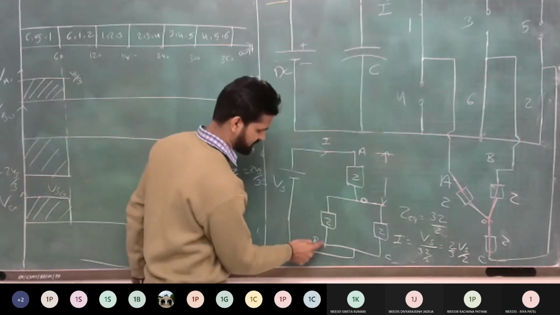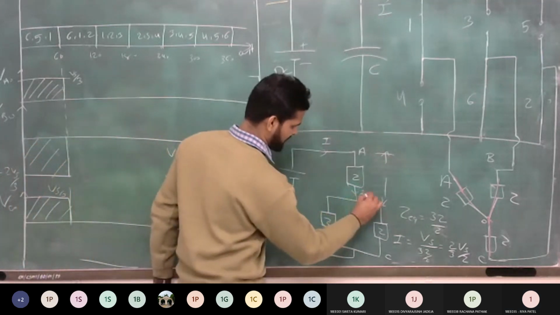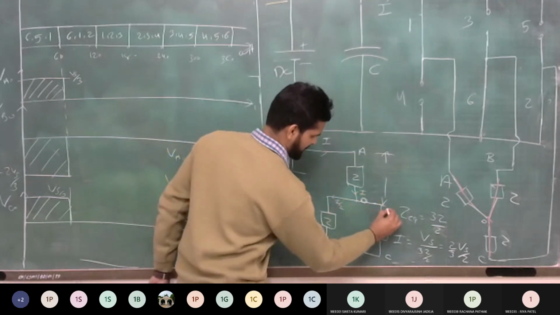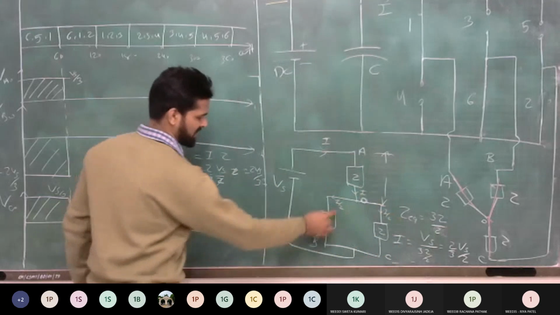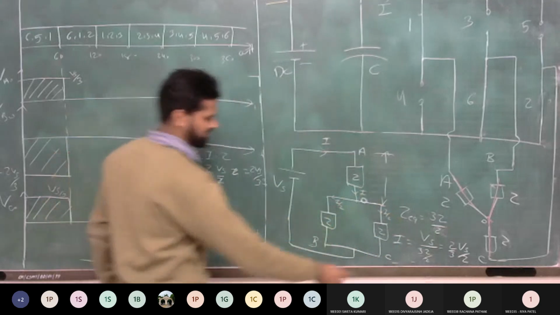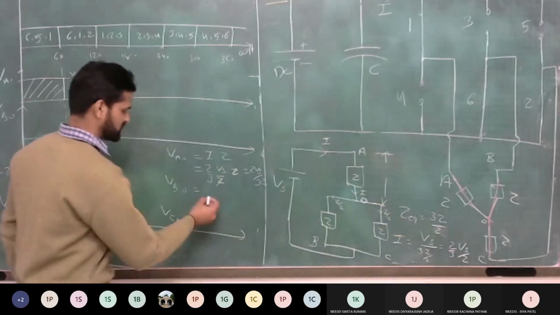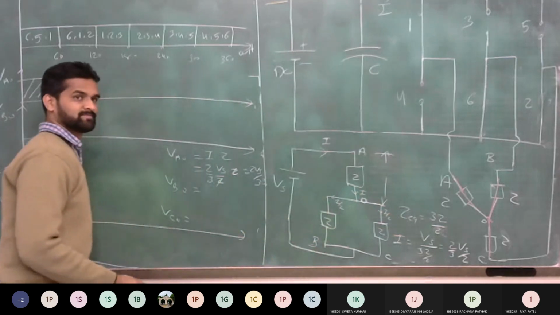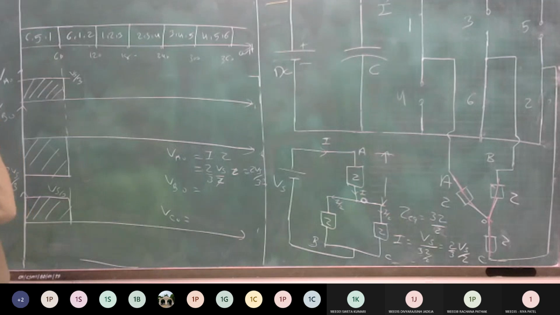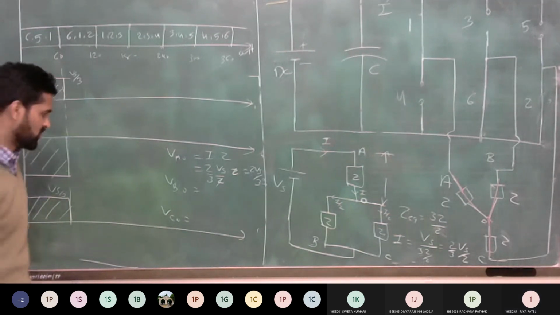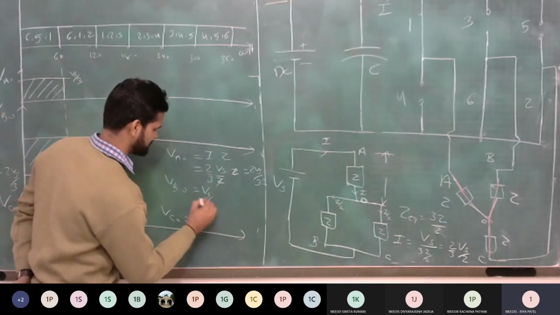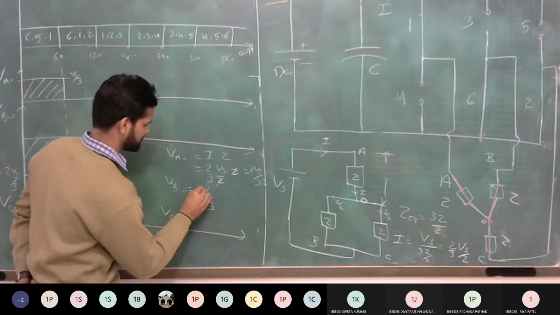How much current is flowing into this phase B? This is the total current I. Each branch has the same value of impedance. So I by 2 and I by 2 current is flowing. So I by 2 into Z. You have the value of I, 2 by 3 Vs by Z, into Z. So you get the value VOB. VOB is Vs by 3. So VBO is minus Vs by 3. Clear?